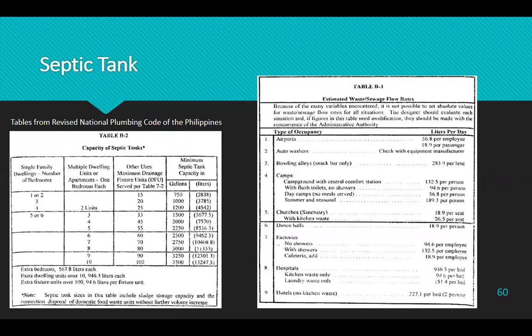So this table from the Revised National Plumbing Code of the Philippines, ito yung sa plumbing ginagamit na madalas is yung fixture units, yung number of bedrooms. Ito, number of bedrooms. Yung ilan yun, may katapat dito ilang gallons. Or number of apartments. Ito rin.